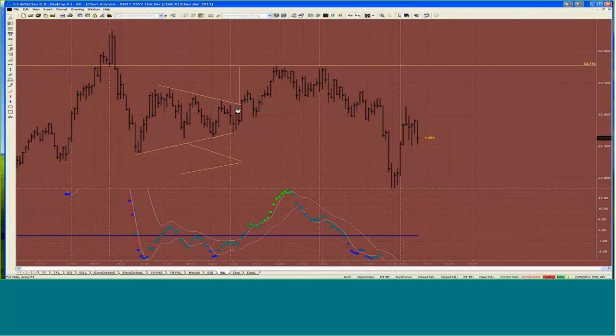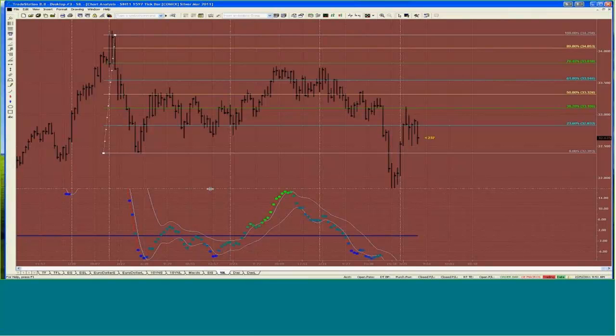Now, the other thing I want to do here is I want to look at... I love doing this stuff. I really enjoy sitting here and analyzing things like this.